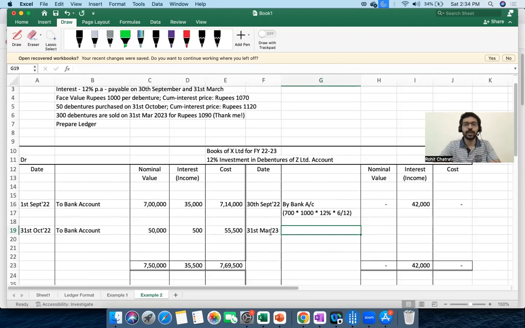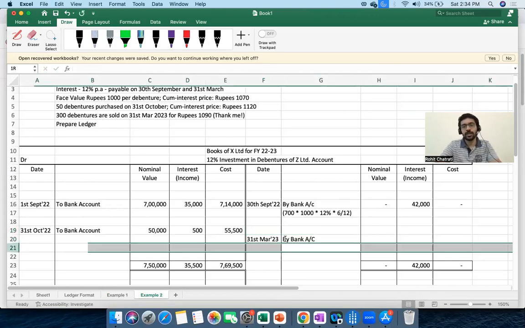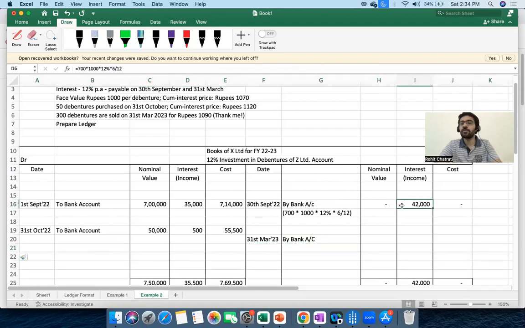I am first going to receive interest income, right? So it will be by bank account. Now can I copy the above amount? The answer is no, because the above amount was only for 700 debentures. Now, on 31st of March 2023, I am the owner of 750 debentures. So when I am receiving interest, I won't receive interest only for 700 debentures. I will be receiving interest for 750 debentures.